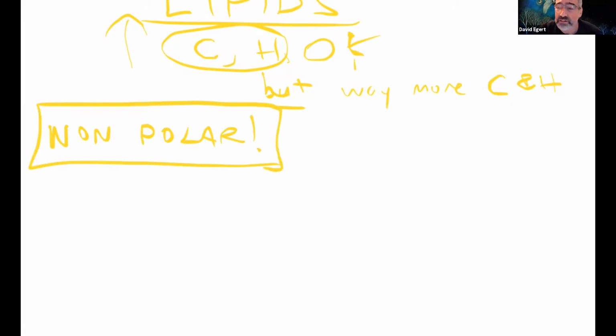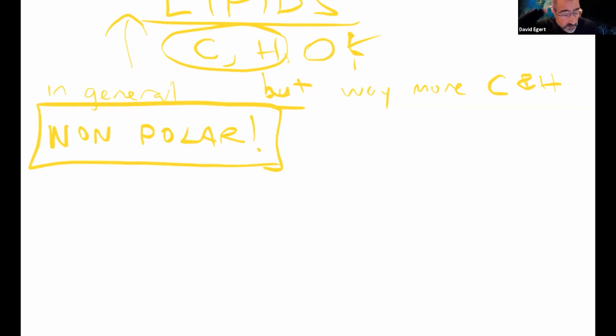We're going to see there is an exception when we get to phospholipids, which have non-polar and polar qualities; they're amphipathic molecules. But in general, lipids are non-polar. So when we talk about steroid hormones being lipids, you've got to think non-polar, they don't dissolve in water.